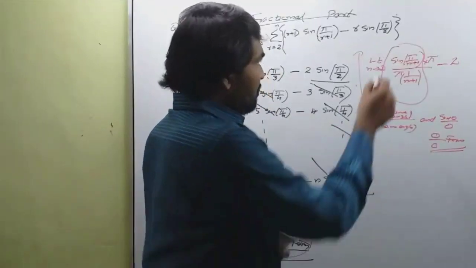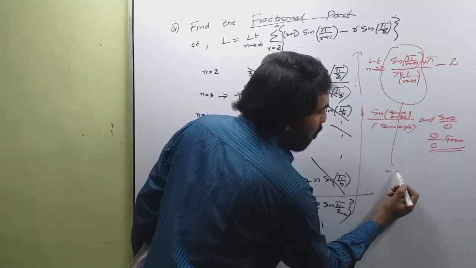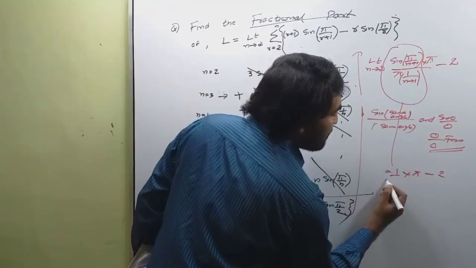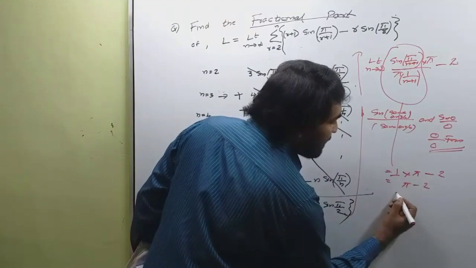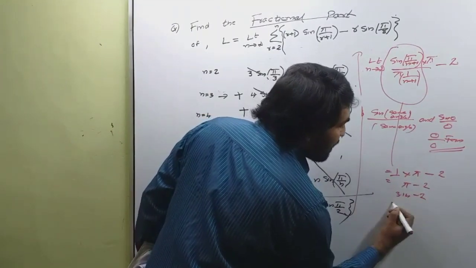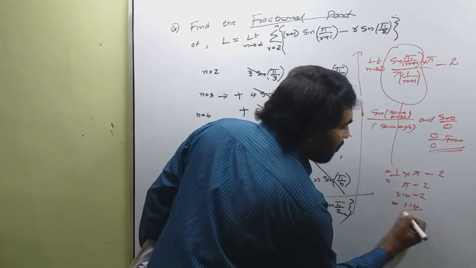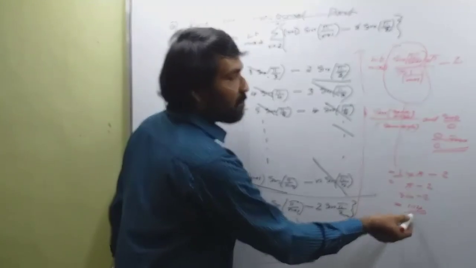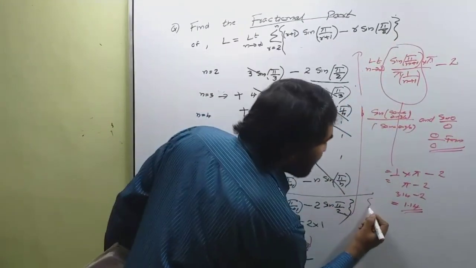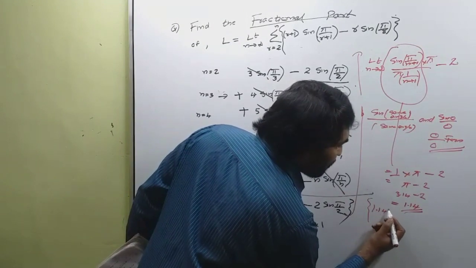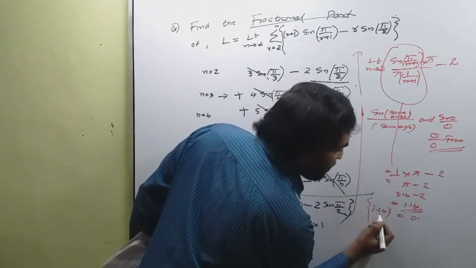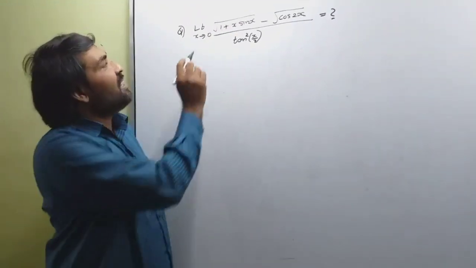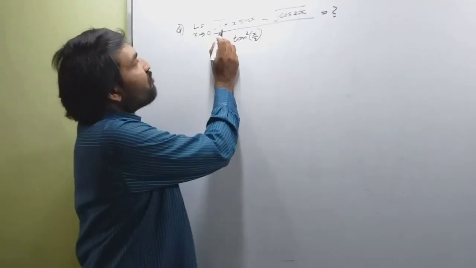The limit becomes equal to 1 into this π minus 2. That is π minus 2. The value of π is 3.14, minus 2, that is equal to 1.14. Our question is, we want to find the fractional part of 1.14. That means the fractional part of 1.14 is 0.14. That is the answer.